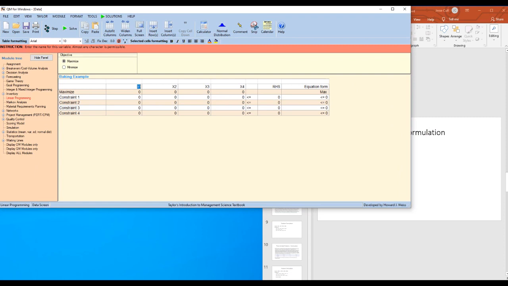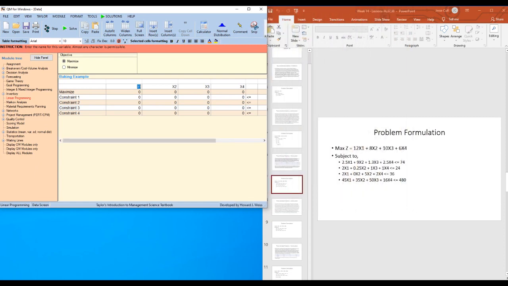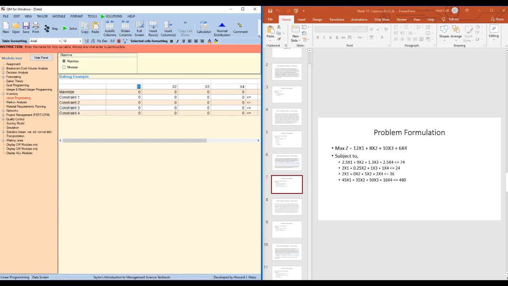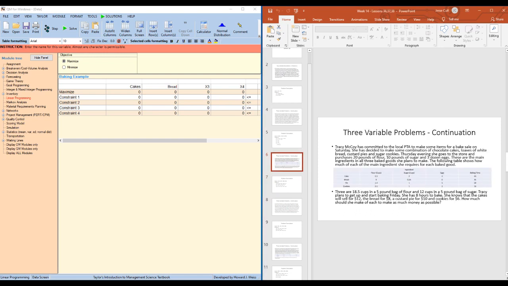Just let me arrange my form here. Okay. So our first one is cakes, bread. Oh, what were our other two? Custard pies and sugar cookies.